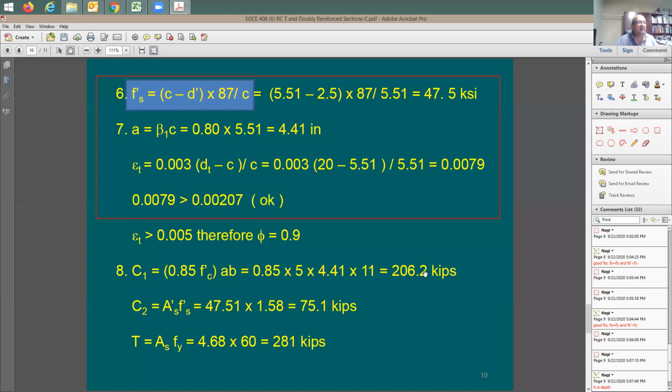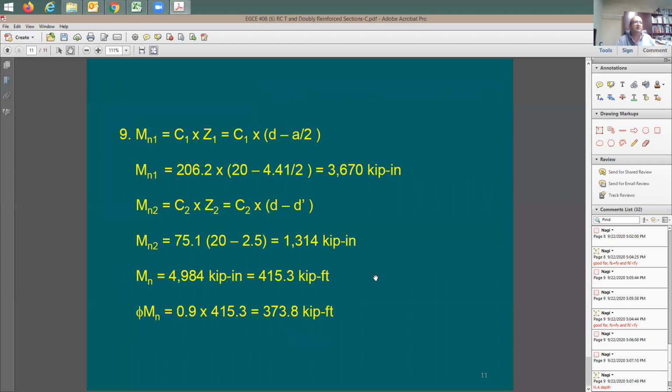The compression steel now is going to be saying what? A's prime, the 1.5A, times the stress in the compression steel. I have a second force. The tension force, you can also calculate this way, and it has to be equal to these two forces. If you add this to that, you end up with the 281 kips. Great. So what's next? I need to find out here phi Mn.